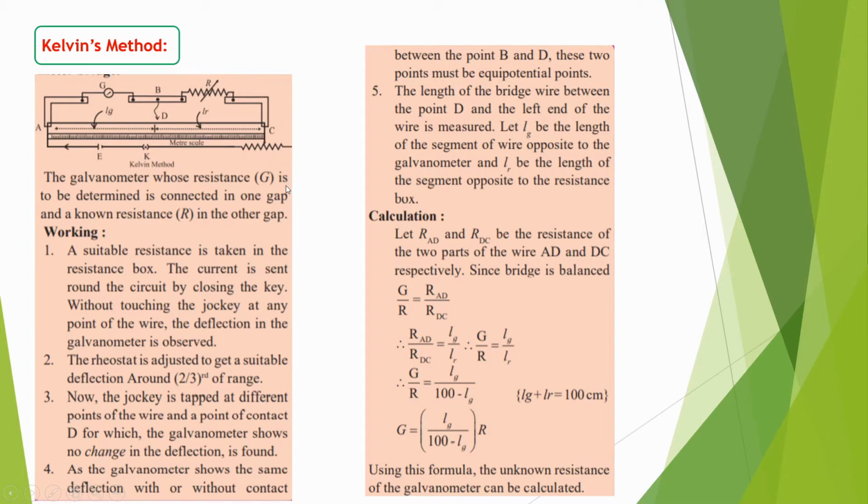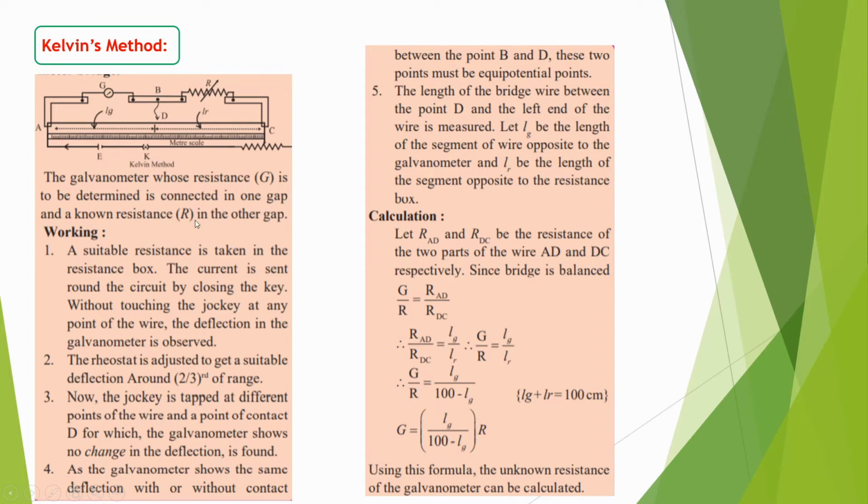Let us see about the working. The working is again similar. We can make all the connections similar to that of the meter bridge. In the working, a suitable resistance is taken in the resistance box. In that case we again take out some suitable resistance from the resistance box.